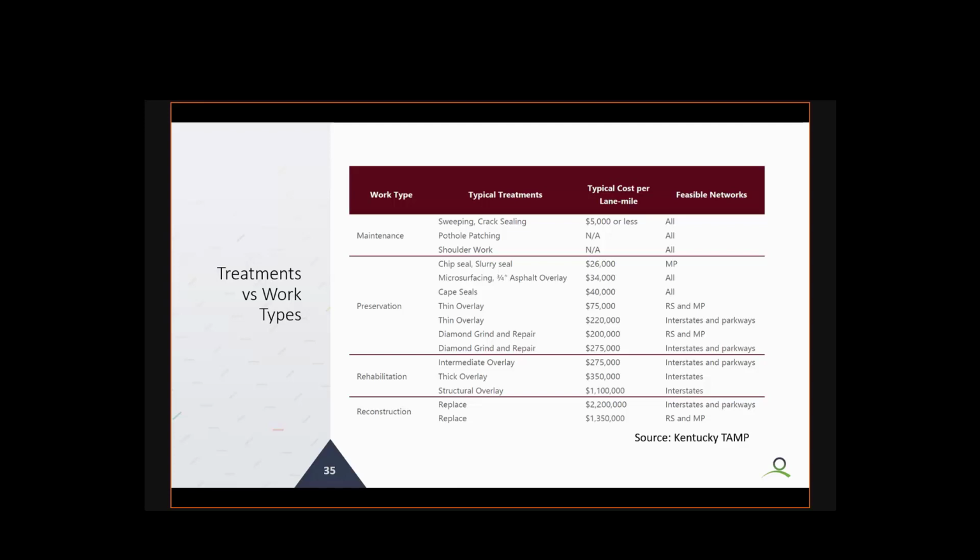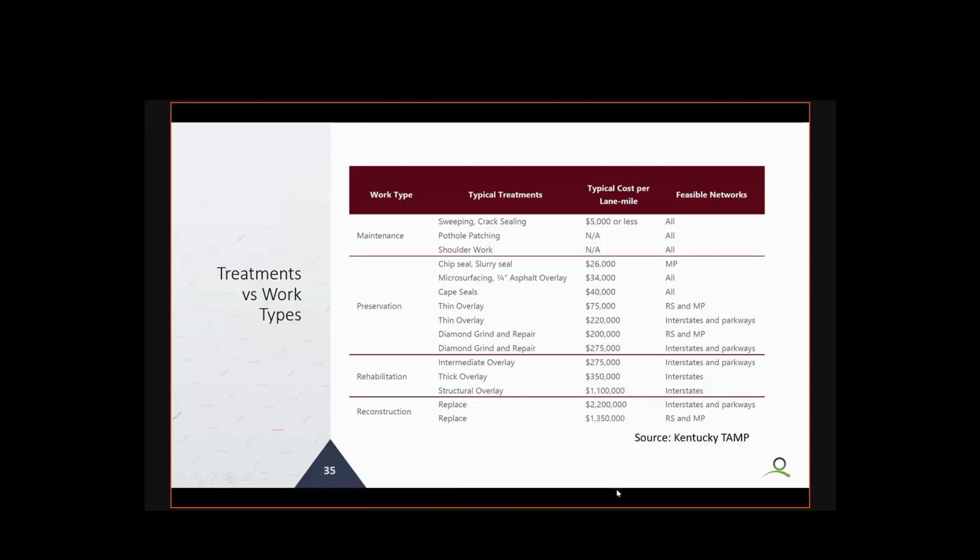They show that the maintenance treatments they do for pavement are sweeping, crack sealing, pothole patching, and shoulder work. Then they have a whole bunch of preservation treatments that run from something as minor as a chip seal or slurry, as thin as a half-inch, maybe even 3/8, to what they call a thin overlay, I believe less than 2 inches of hot mix asphalt. They call all of that preservation. You can see there's a wide variety of costs for each of those treatments.